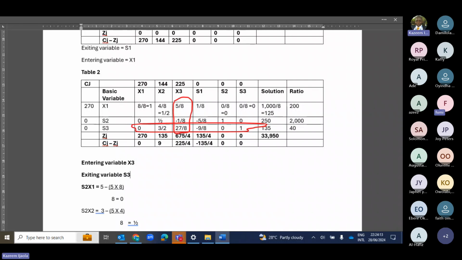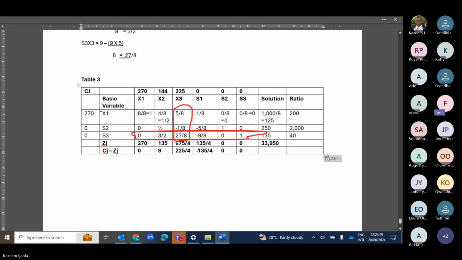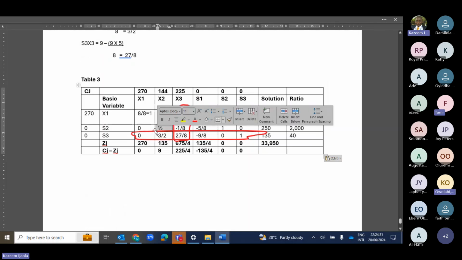S3. So my prayer is that tomorrow Dr. Abbas should just limit the test to 2 variables. This 3 variable is simple, but it's time consuming. So now let's move on to the third table, Table 3. Sorry, the 3 question.